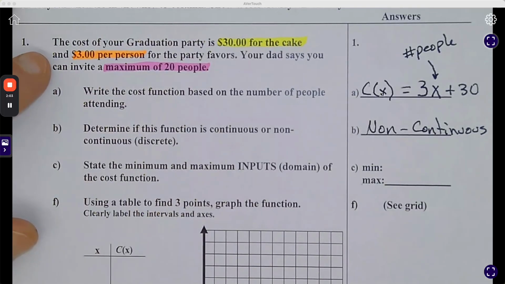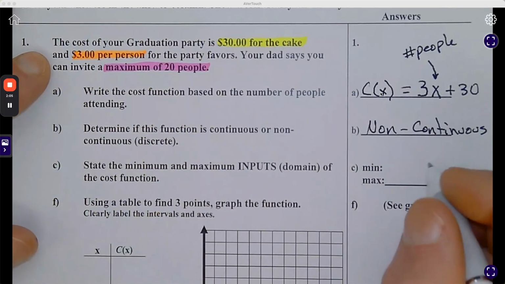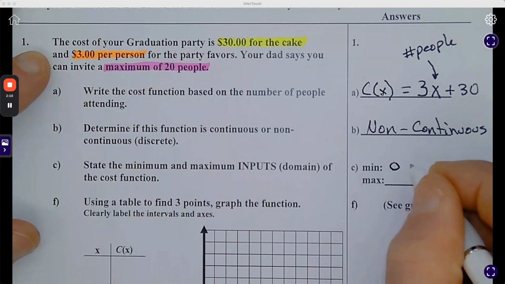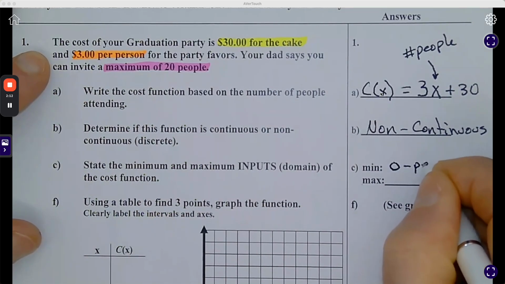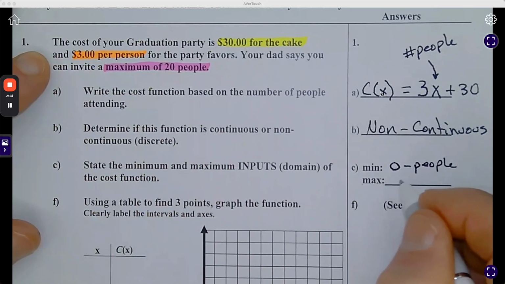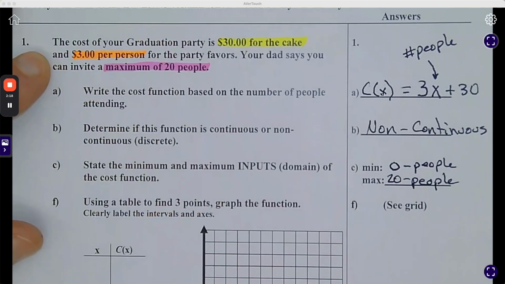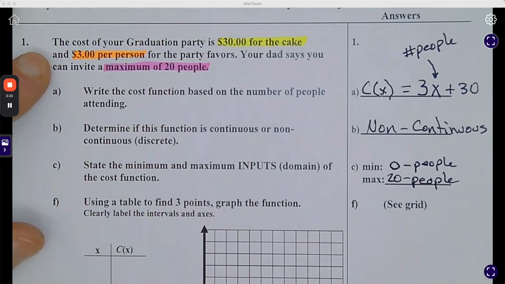State the minimum and maximum input values. Okay, your minimum is 0. Ooh, you're having your party during the Super Bowl. Bummer. So that's 0 people. And your maximum is 20 people. That's what your dad said. You can have as many as 20. All right, let's hope you fill that place up.